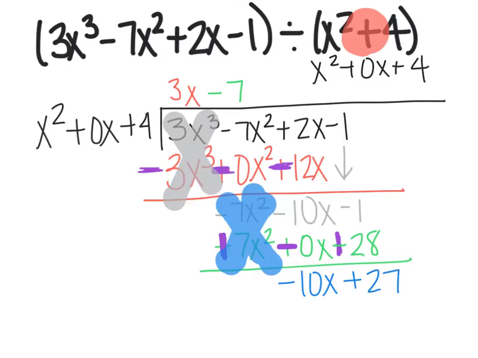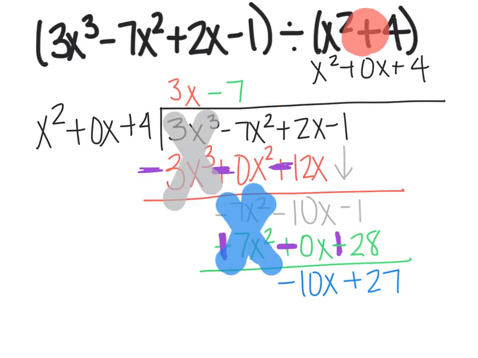So now I have to figure out, is there something that I can multiply times x squared to give me negative 10x? Well, in this case, I can't, because nothing times x squared is going to give me negative 10x, because notice this exponent here is less than the exponent of my divisor.